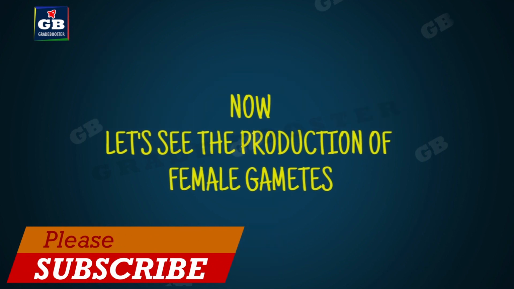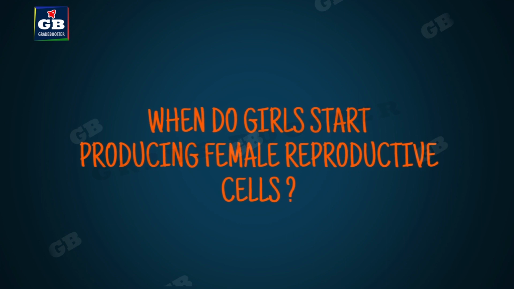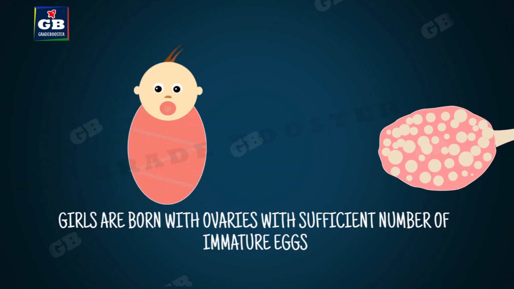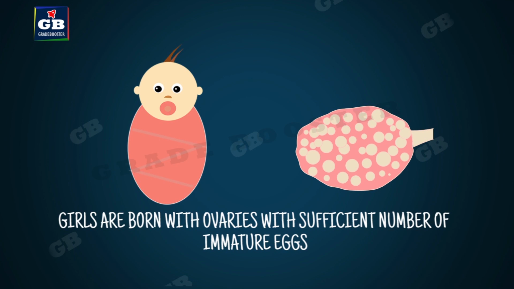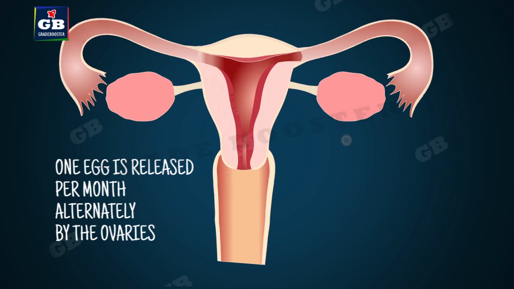Now let's see the production of female gametes. When do girls start producing egg cells? When a girl is born, the ovaries already contain thousands of immature eggs. By reaching puberty, the eggs start maturing. One egg is produced every month by one of the ovaries.